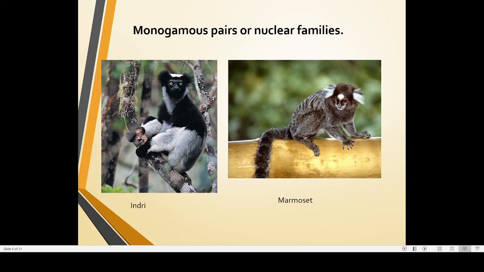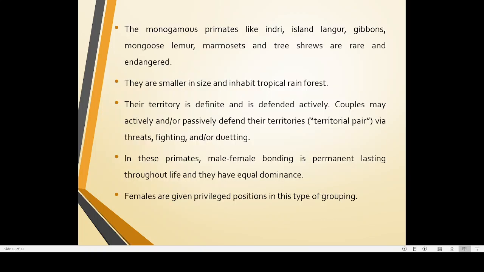So just like human family and human married life, here also we can find that in some animals like marmoset and Indri, both from Africa. These animals are exhibiting this kind of behavior, and what we are seeing is that they have a smaller territory, and this territory is very actively defended by the pair. The pair means one male and one female.